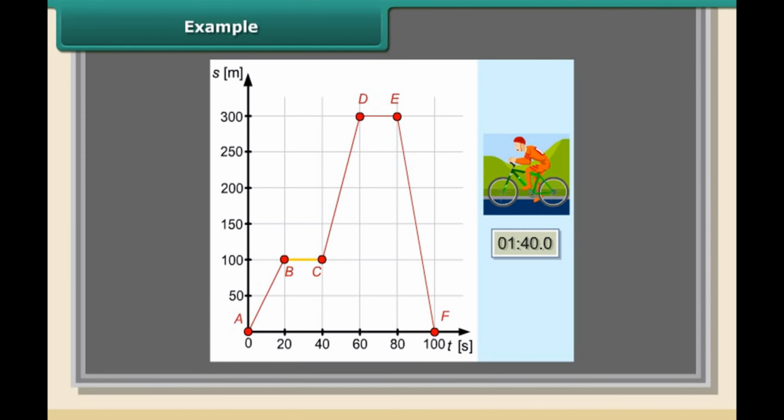Segment BC indicates that the cyclist stopped after having traveled a distance of 100 meters. From segment CD, we can see that the cyclist went on to move with a greater speed. In 20 seconds, he covered a distance of 200 meters, which means that he was traveling with a speed of 10 meters per second. Segment DE shows the cyclist stopped for 20 seconds. Then from segment EF, we can discover that the cyclist turned back and after 20 seconds reached the location from which he started his journey. He was moving with a constant speed of 15 meters per second.